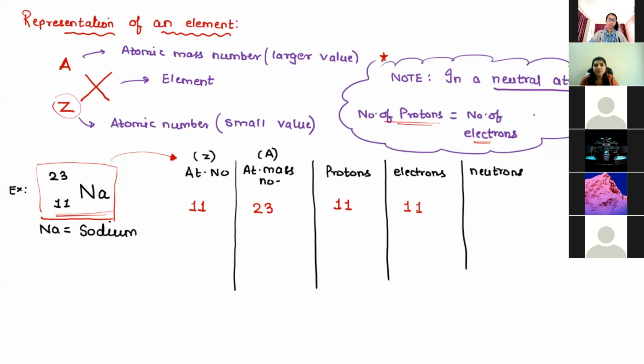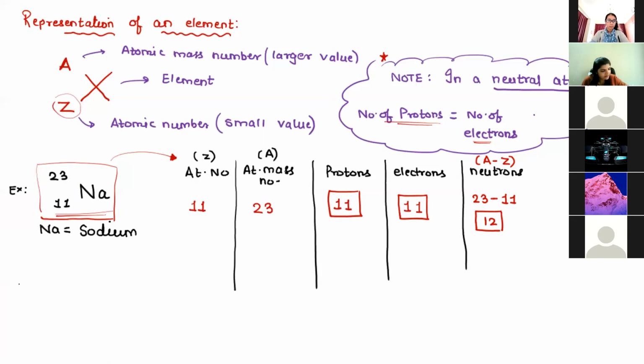What about neutrons? What is the formula of neutrons? It's atomic mass minus atomic number. Yes, very good, Aaron. So it is 23 minus 11, which is 12. So if such kind of an element is given to you, if atomic number and atomic mass number are given to you, will you be able to find how many protons, neutrons, and electrons will be there? Will you be able to do it? Yes, miss. Okay, let us do one more example.